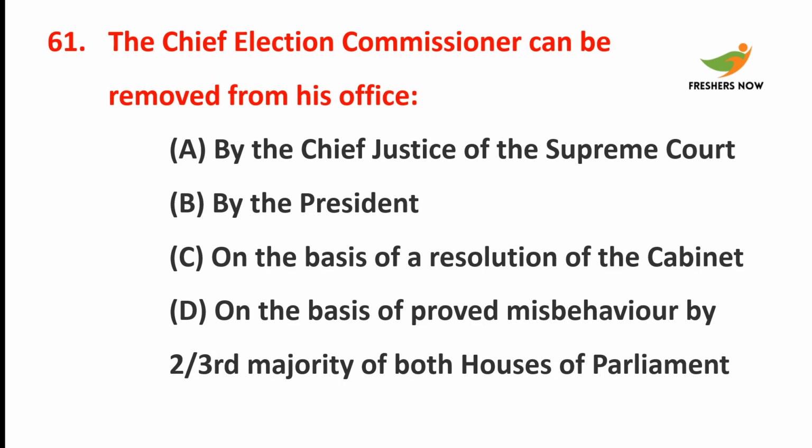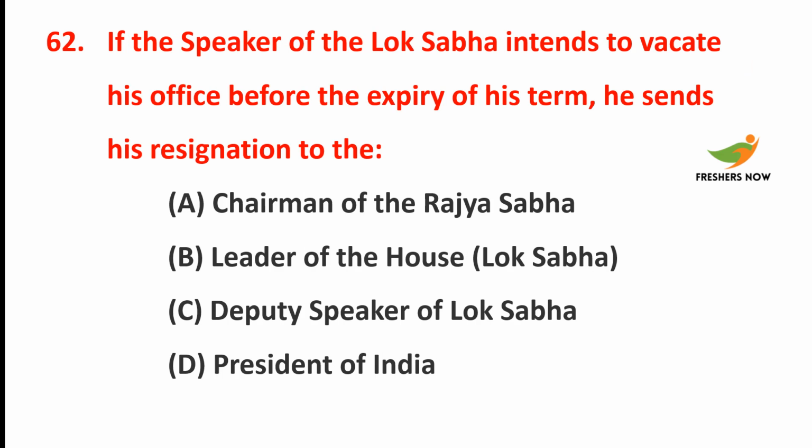61st question. The Chief Election Commissioner can be removed from his office, and the answer is D, on the basis of proved misbehavior by 2/3 majority of both houses of parliament. 62nd question. If the Speaker of the Lok Sabha intends to vacate his office before the expiry of his term, he sends his resignation to the, and the answer is C, Deputy Speaker of Lok Sabha.